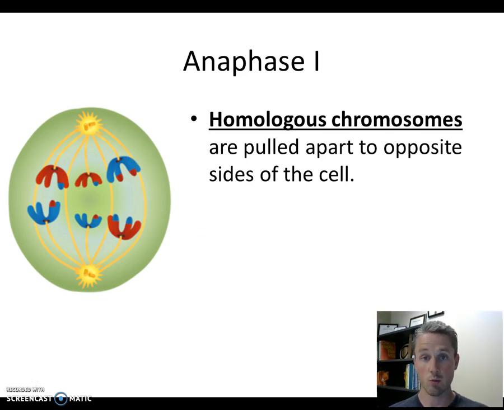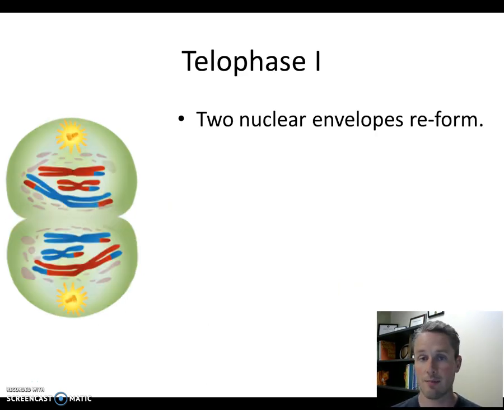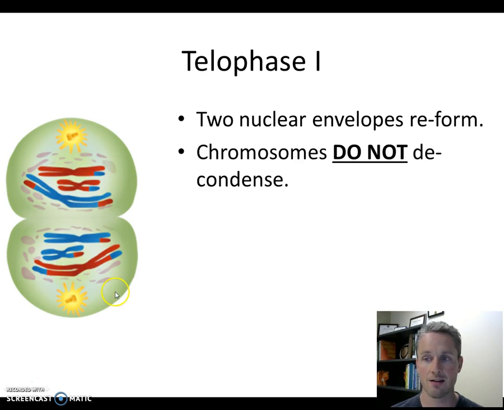As soon as anaphase 1 is complete, we can move directly into telophase 1. In telophase 1, it's a lot like mitosis. We're going to make those two new nuclear envelopes to surround the DNA on either side of the cell. But the main difference is we do not decondense the chromosomes. We don't unpack them because we're going to go through these steps again.